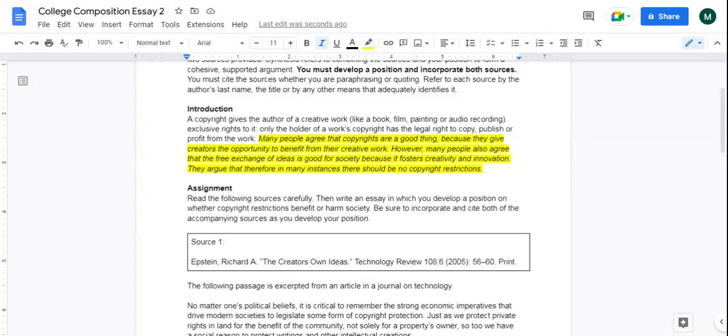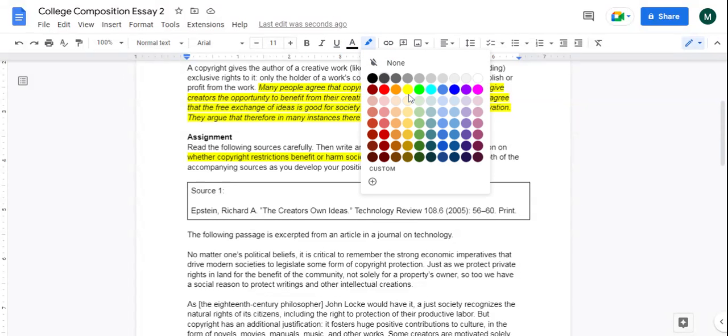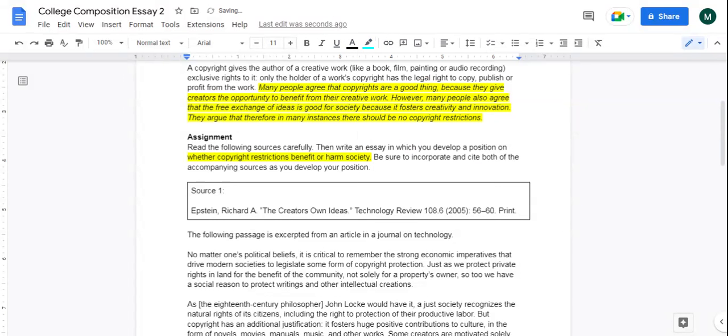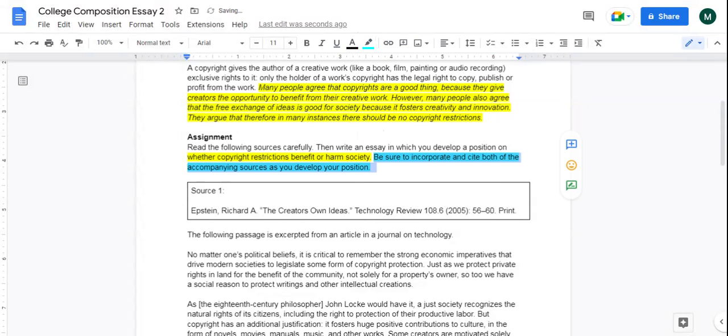So, assignment. Read the following sources carefully, then write an essay in which you develop a position on whether copyright restrictions benefit or harm society. Be sure to incorporate and cite both of the accompanying sources as you develop your position. Okay, so definitely here my prompt is developing a position on whether copyright restrictions benefit or harm society. I'm going to argue that they harm society. However, I will also, time permitting, boy, I sure hope I have time, do a counterpoint within the essay as well under the time restrictions.